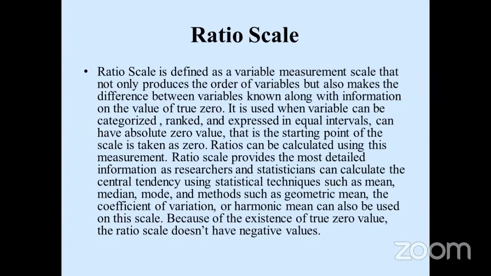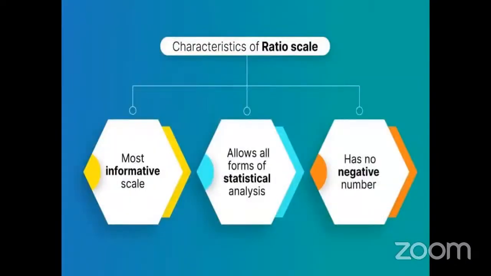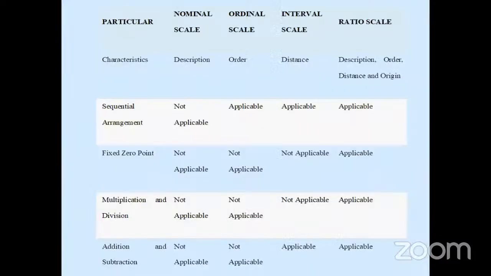And this is one of the qualities that makes it different from the other scales that we discussed, that the number zero can be added. So these are the characteristics of ratio scale. This is one of the most informative scales. It allows for all forms of statistical analysis, since it has the property of originating from a fixed 0 point, and it has no negative numbers. So these are its qualities.